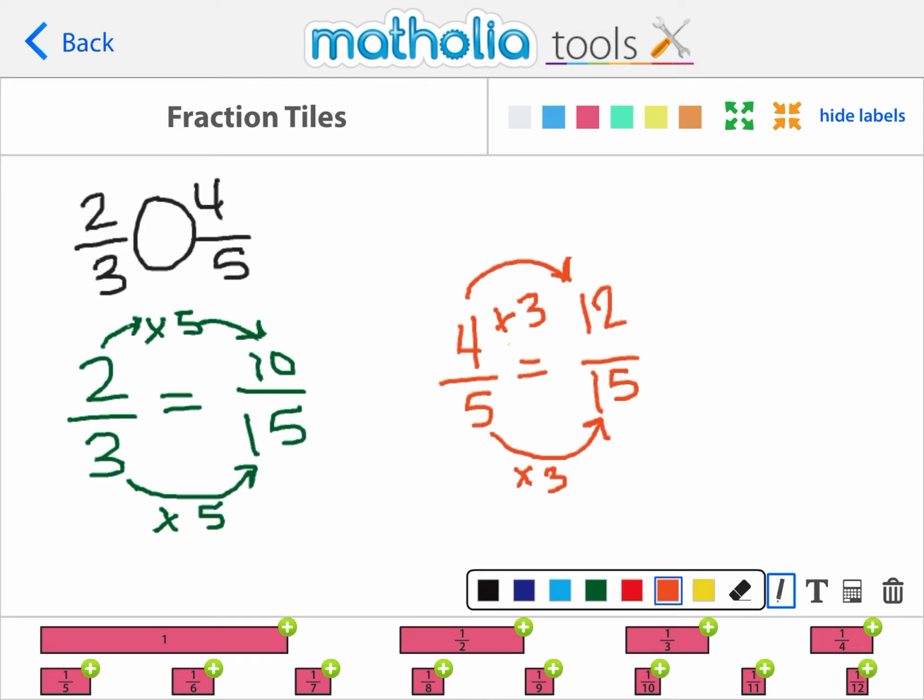Because they have the same denominator, we can actually rewrite our problem. So instead of 2/3, we have 10/15, and we are comparing with, instead of 4/5, 12/15. And which one is larger? We know that 12/15 is larger because the numerator is higher. So method 1 would be to find a common denominator.